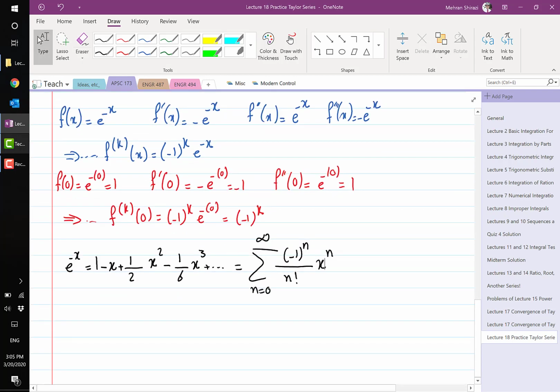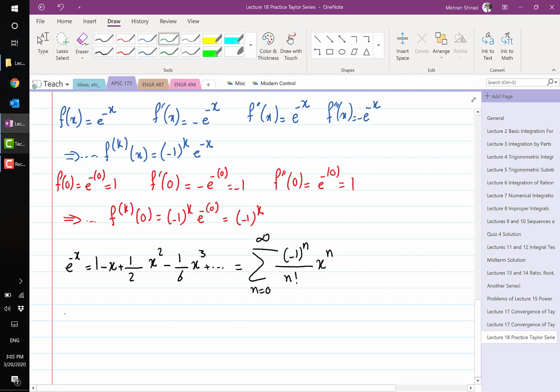The next question is from the next section of the assignment. I'm going to find the Taylor series this time, so the center is not 0, it's something other than 0. So let me choose a more challenging one. For example, 27 I think is a good one.